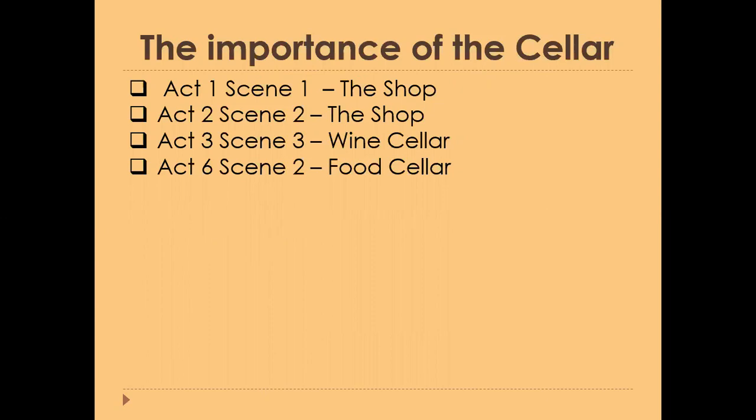In Act 2, Scene 2, we see the same shop again where Danny's father has been hiding and manages to save himself during the attack. And that's one reason Ben also survives the attack. In Act 3, Scene 3, we see that the civil defense team also has a cellar at the farm where they store a lot of wine. They use this wine to celebrate Christmas. In Act 6, Scene 2, we see this shop where Danny eventually finds a lot of food in the food cellar.